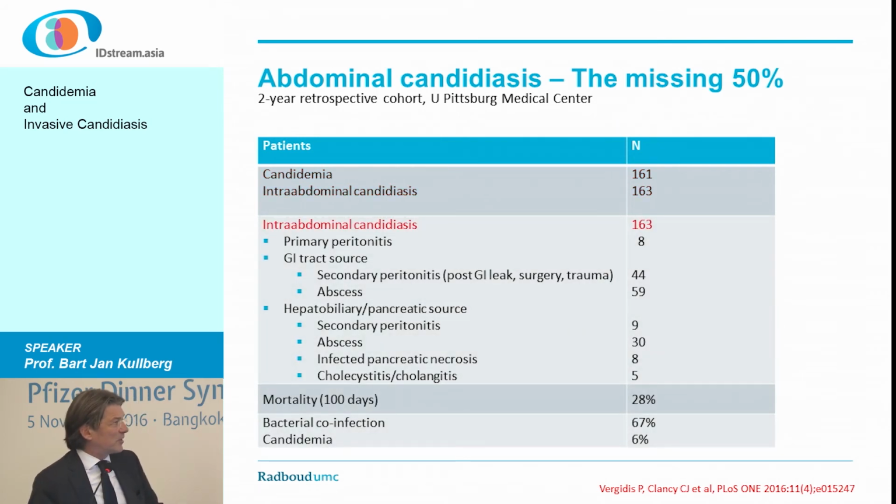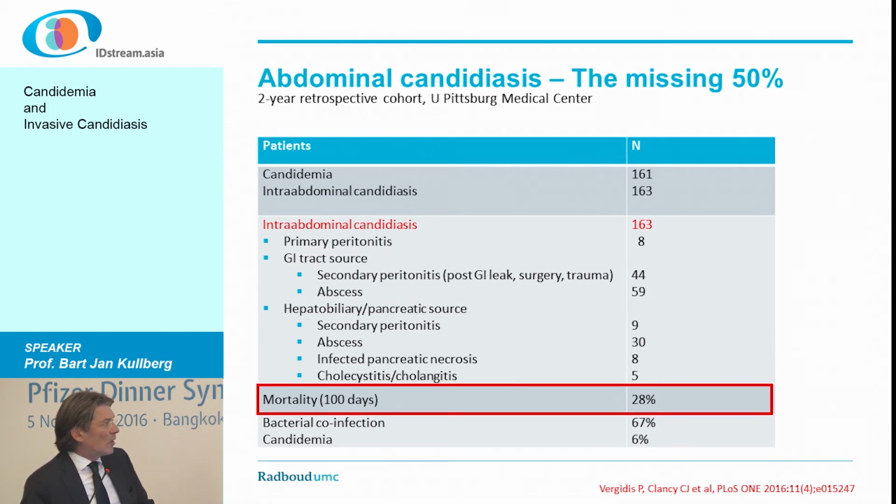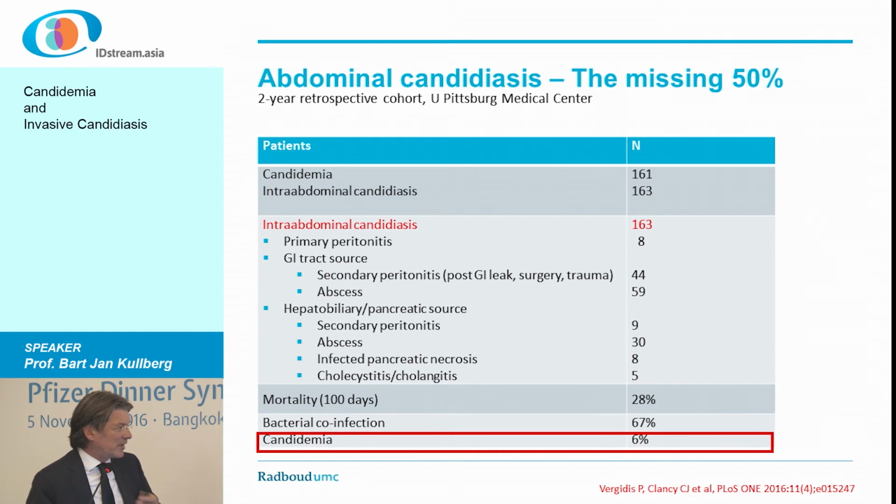If we look at the presentation and the risk factors, I won't go through the entire table, but what you see is that the major source is GI leak or GI surgery, with or without abscesses. The other area, of course, is pancreatitis, pancreatic abscess, pancreatic necrosis. Also, it's important to notice that mortality is around 30%, so a very high mortality rate.